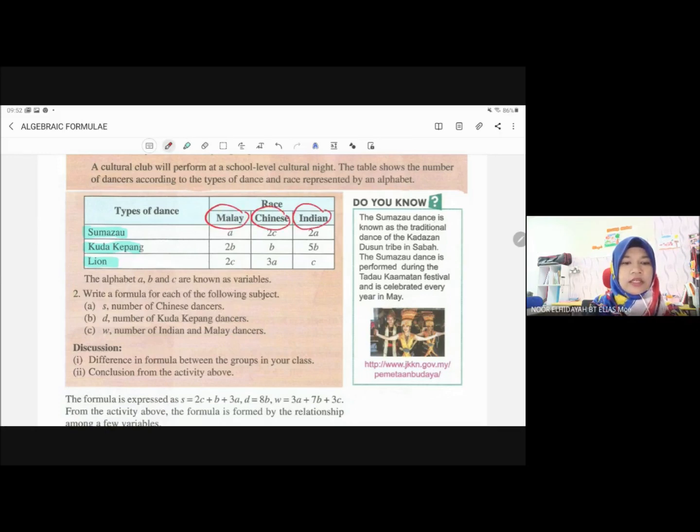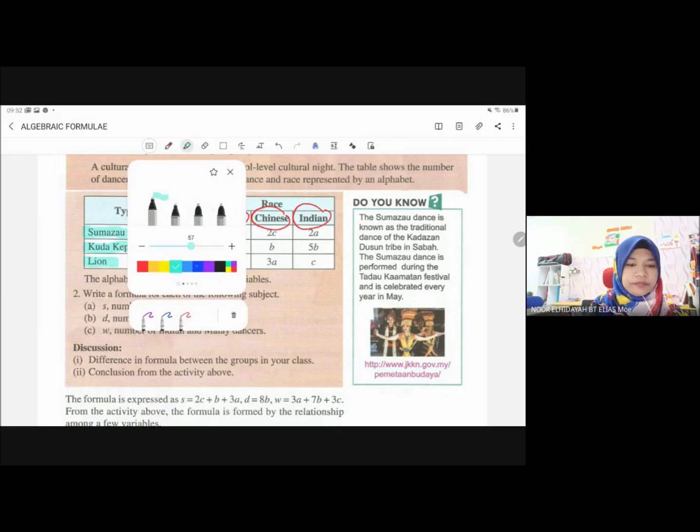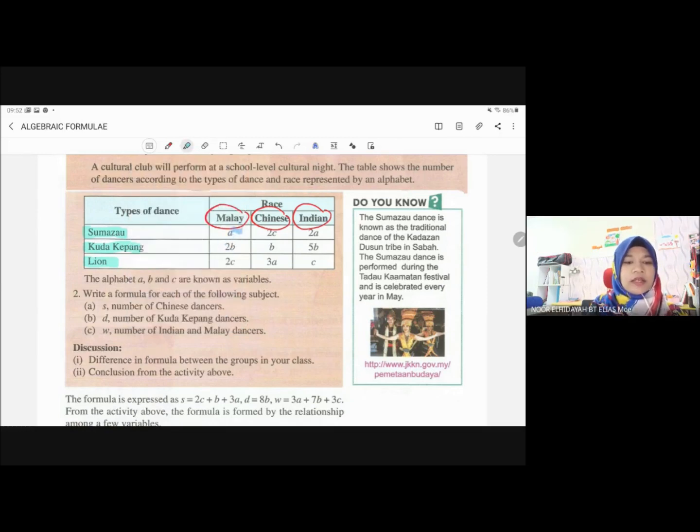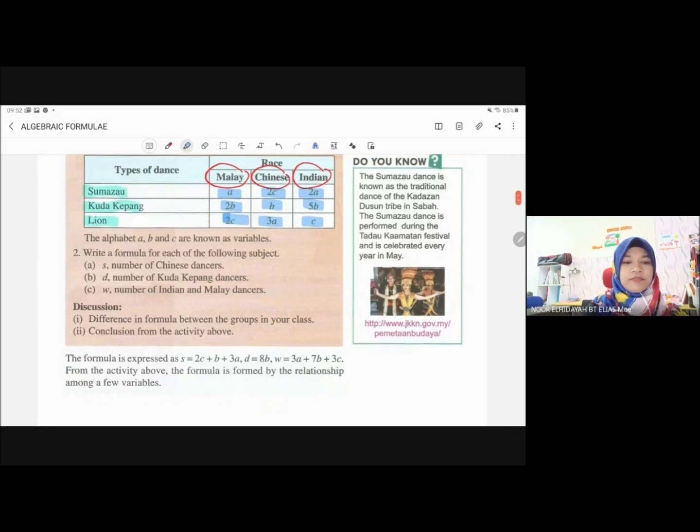It is represented, bilangan Malay yang terlibat dengan sumazau is A, and then bilangan Chinese yang terlibat dengan sumazau 2C, Indian 2A, and so on. This one is the bilangan yang terlibat dalam that performance. Now what you have to do is write a formula for each of the following subjects.